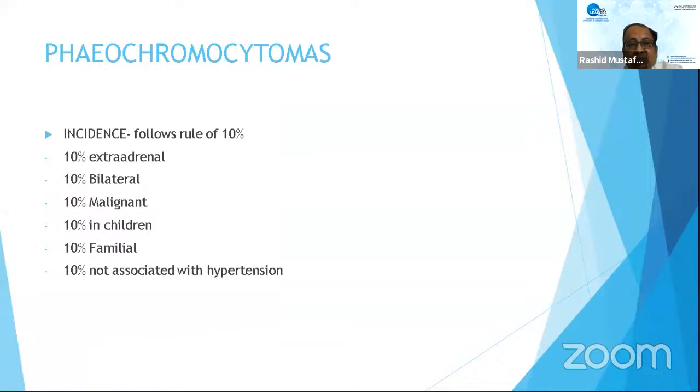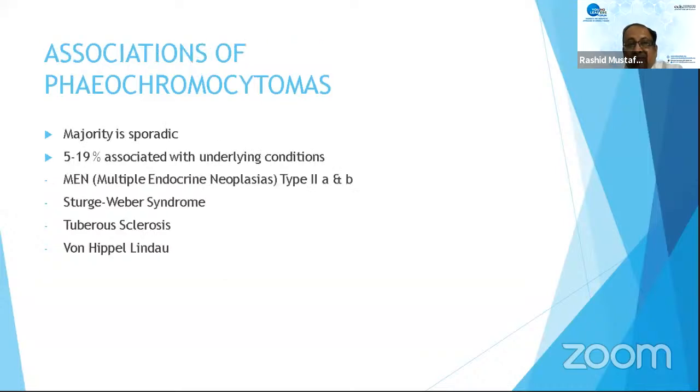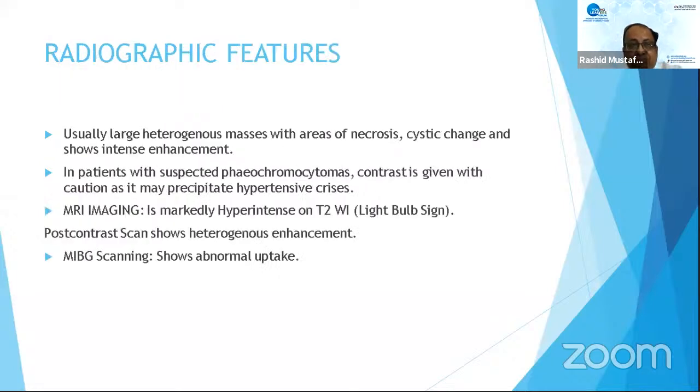Pheochromocytomas follow a 10% rule: 10% extra-adrenal, bilateral, malignant, in children, familial, not associated with hypertension. They are sporadic and are often associated with multiple endocrine neoplasias, Sturge-Weber syndrome, tuberous sclerosis, etc. They are large heterogeneous masses with areas of necrosis, cystic change, and show intense enhancement.